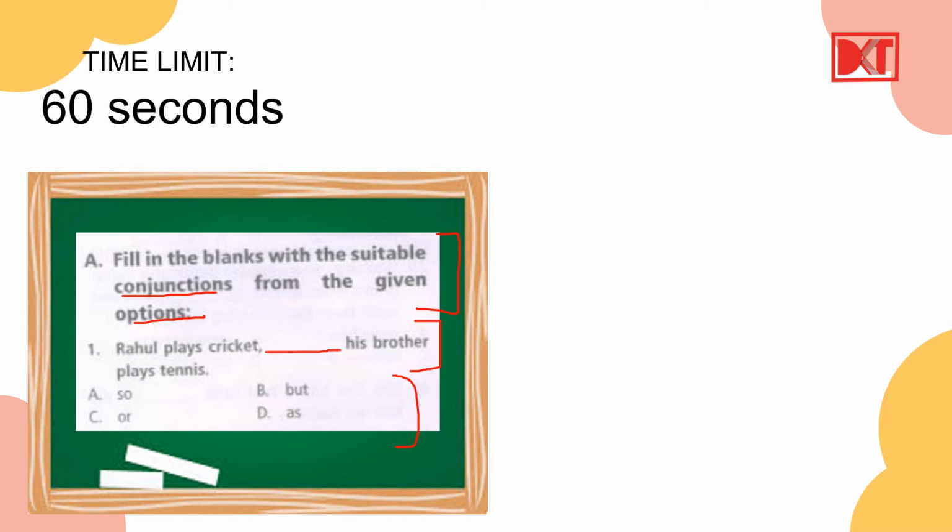So here the correct answer is B. But. Rahul plays cricket but his brother plays tennis. It is a coordinating conjunction, and it is used to link the contrasting idea: Rahul here is playing cricket, but his brother plays tennis. Alright, then we have others: so and as are used for some sort of reasoning, conclusions, or used for the choice.